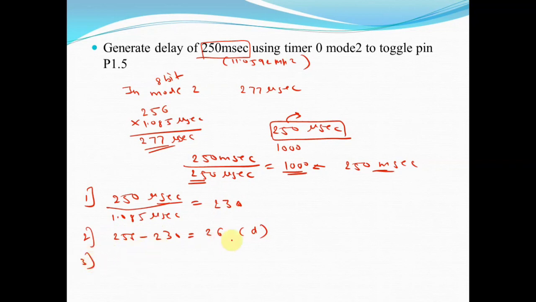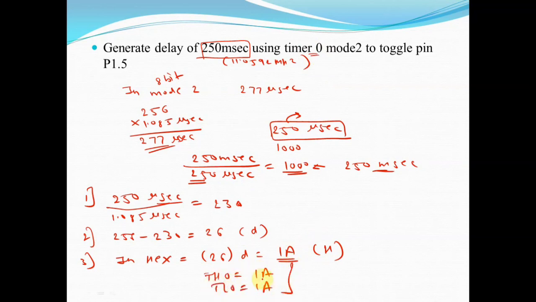In the third step, we convert this decimal to hexadecimal. So 26 in decimal is equivalent to 1A in hex. In my program, I am going to load this 1A value in the timer register. I am using timer 0, so I am loading TH0 with 1A and also TL0 with the value 1A. This is the initial calculation that I need to do for writing my program.